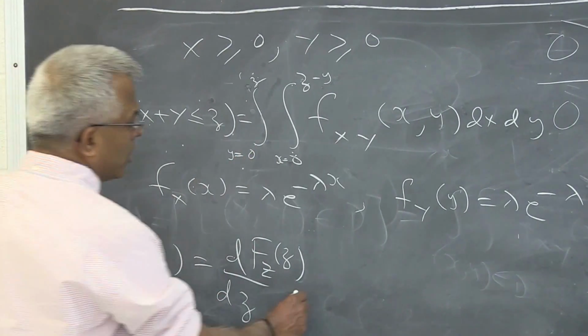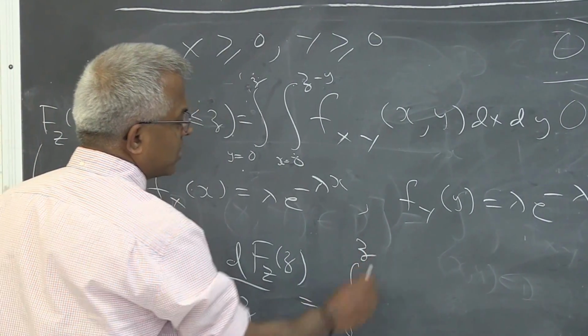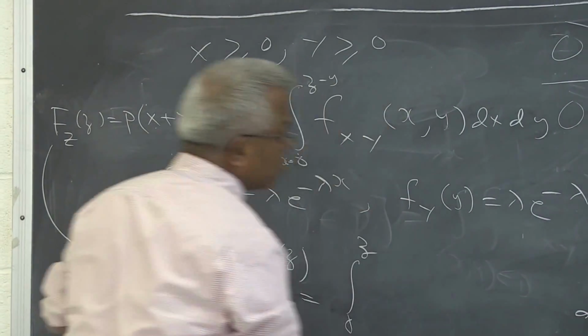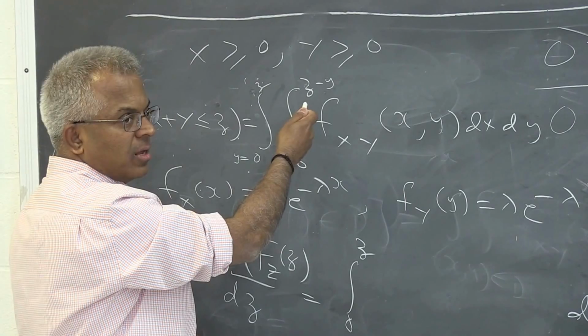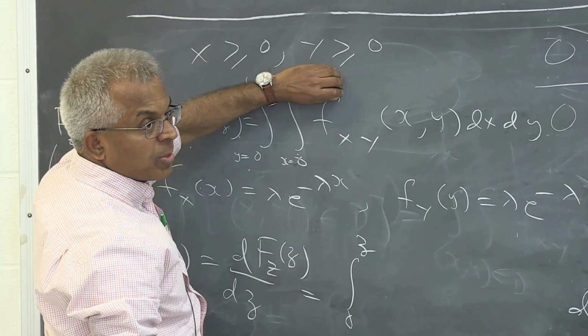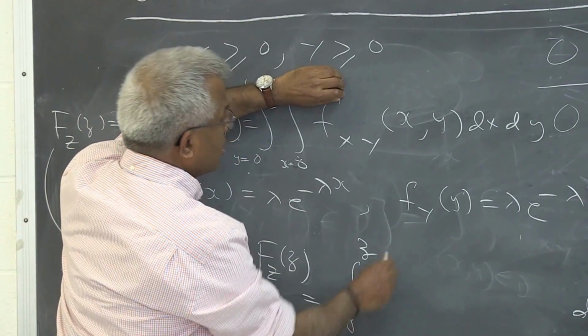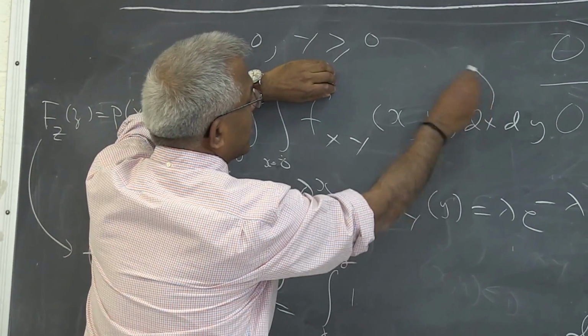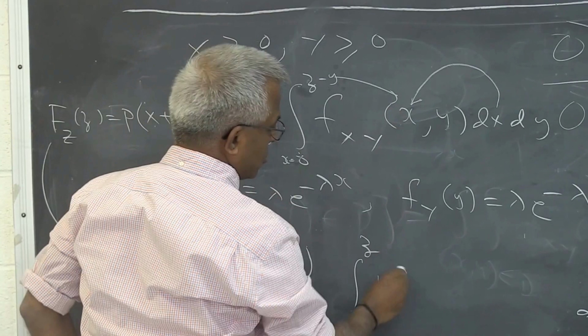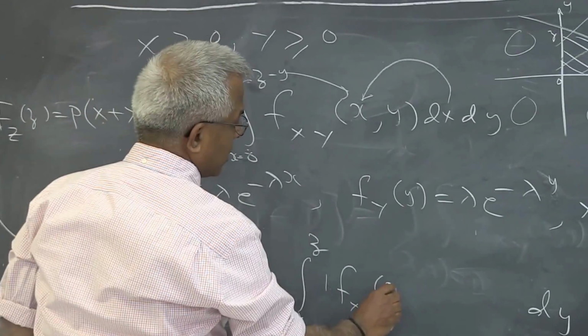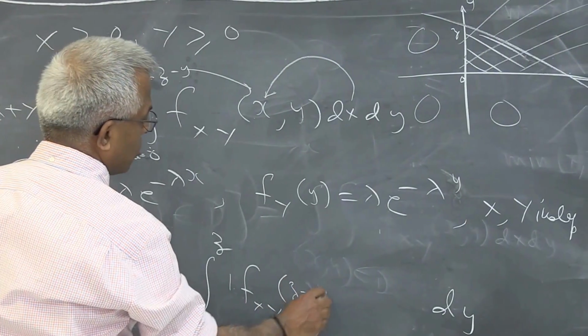So only the third term matters: you keep the limits as they are, with respect to y, and take the derivative of this quantity with respect to z. The derivative with respect to z is 1. Then of course the integration is with respect to x. So this goes to fX(z minus y).